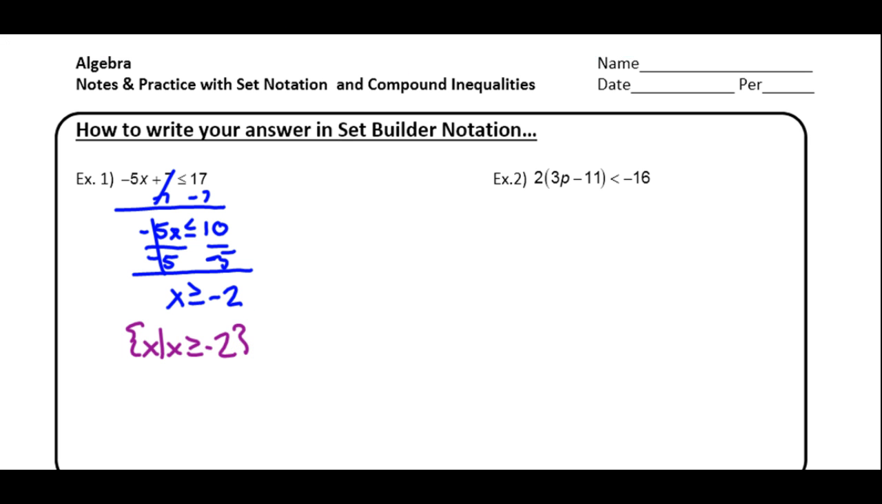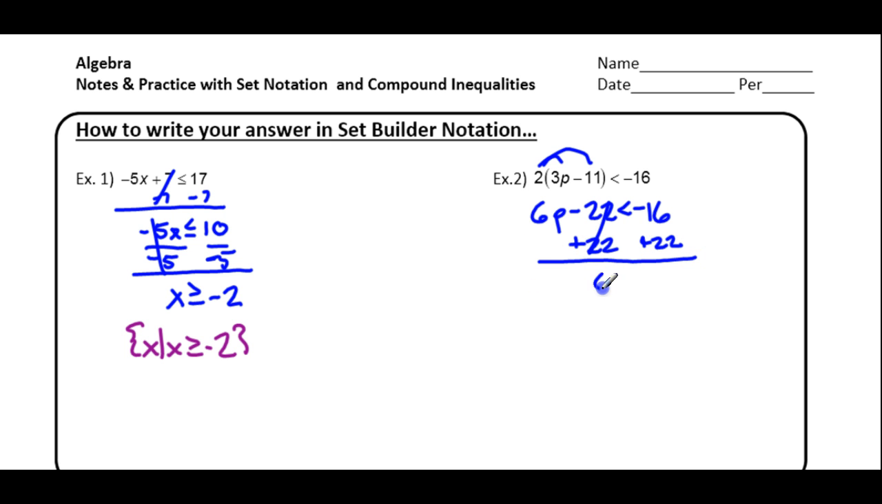That's it. Now for this example, 2 parentheses 3p minus 11 is less than negative 16. First thing we need to do is distribute. 2 times 3p is 6p, 2 times negative 11 is negative 22. Bring down the less than, bring down the negative 16. Now we're going to start solving for p, getting it alone by getting rid of what's around it. I'm going to get rid of that minus 22 by adding 22.